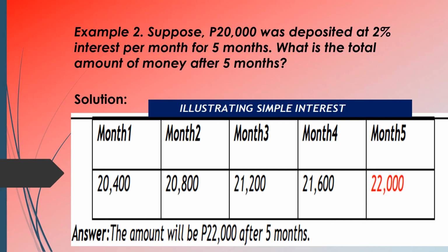Let's have example 2. Suppose 20,000 was deposited at 2% interest per month for 5 months. What is the total amount of money after 5 months? Illustrating simple interest starting from month 1 to month 5, you will get an interest per month of 400 pesos. So after 5 months, you will get 2,000 pesos plus the principal amount of 20,000 pesos. The total amount after 5 months that should be paid to a lender or a creditor is 22,000 pesos.